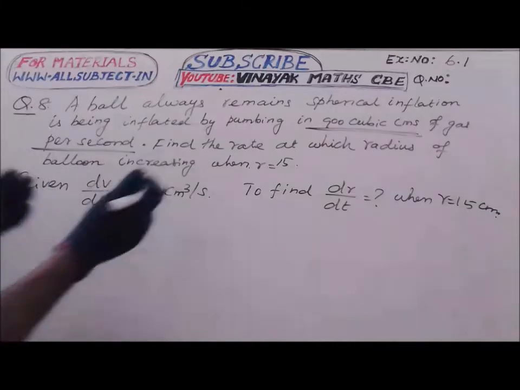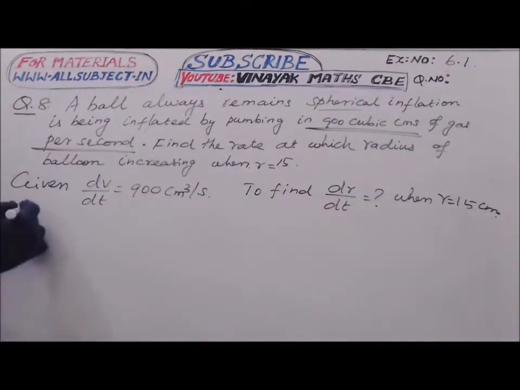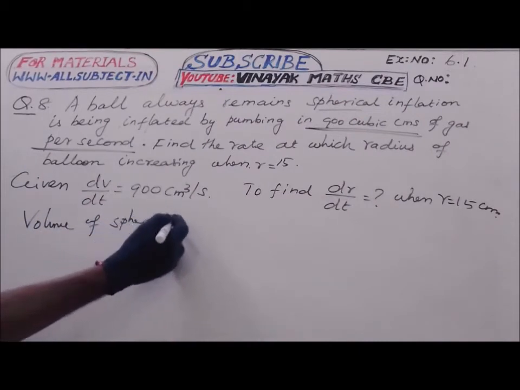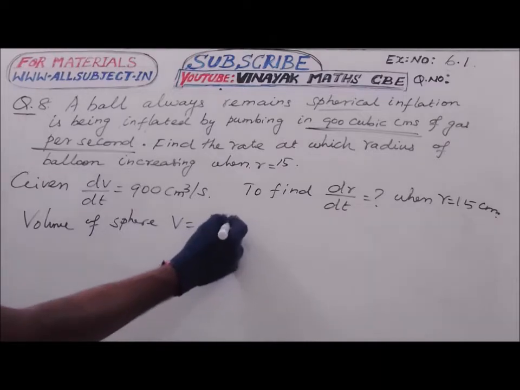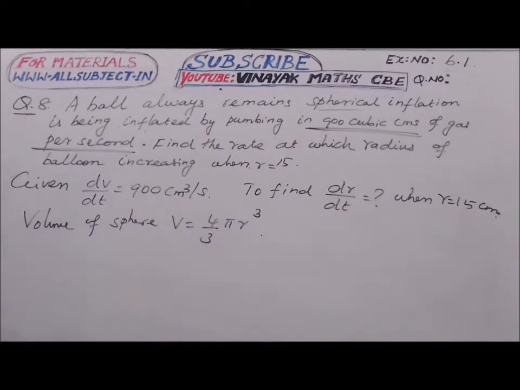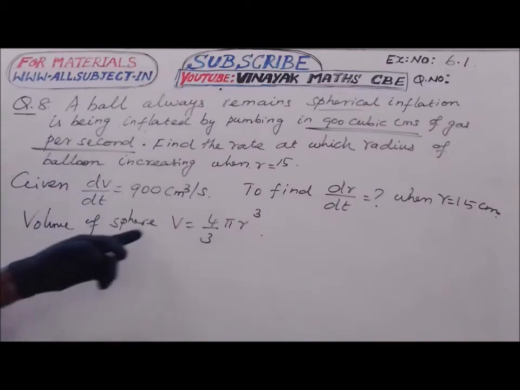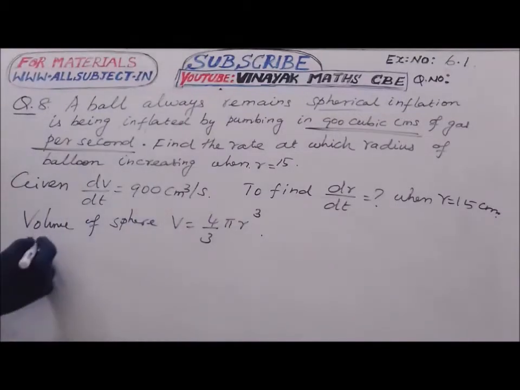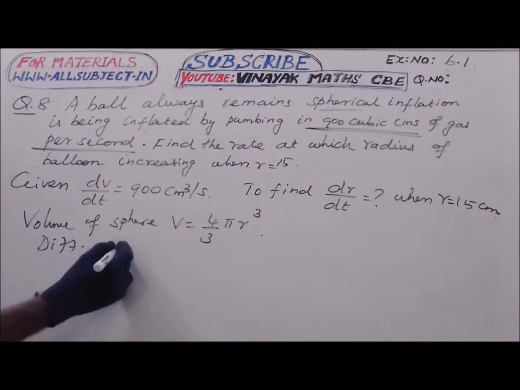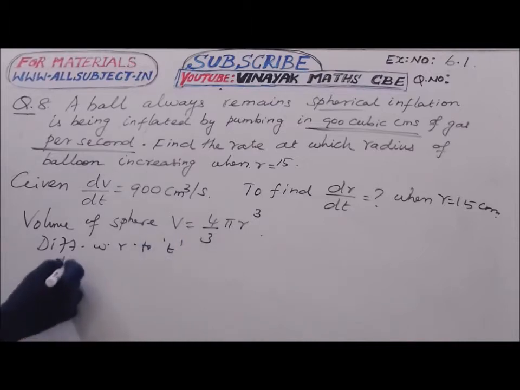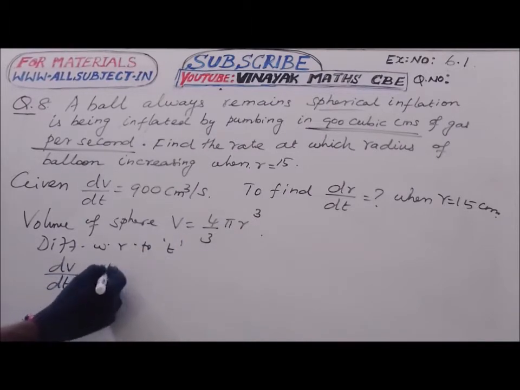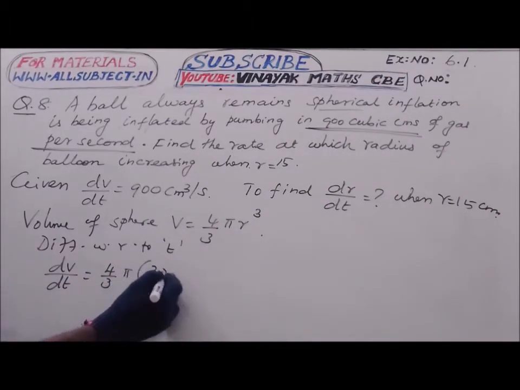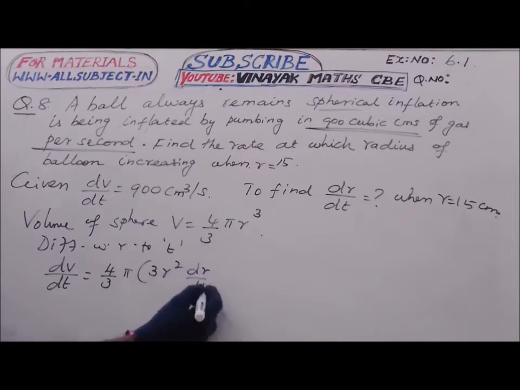The balloon is spherical, so the volume of the sphere is V equals 4 by 3 pi r cube. Differentiate with respect to t because time is involved. We have dV by dt equals 4 by 3 pi into the derivative of r cube, which is 3r square into dr by dt.